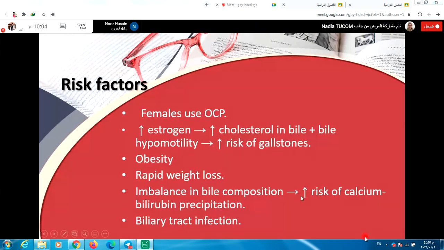They increase the risk of calcium bilirubin precipitation, so elevation of unconjugated hyperbilirubinemia in combination with calcium results in pigmented or bilirubin stones, and biliary tract infection. Biliary tract infection will be encouraged in case of biliary tract obstruction by a stone, a tumor, surgery, or stricture.